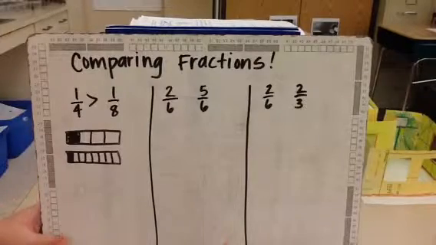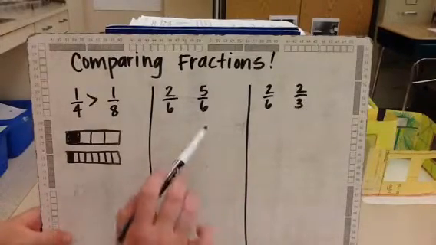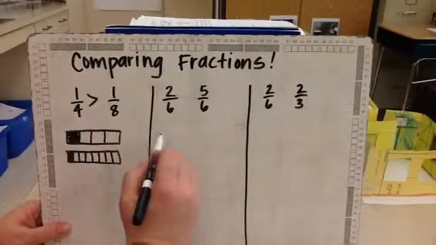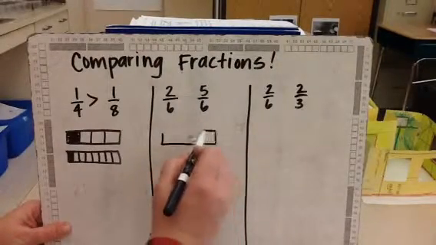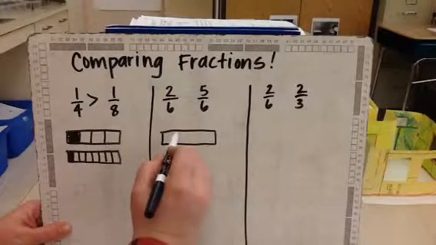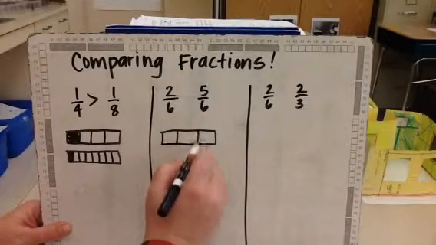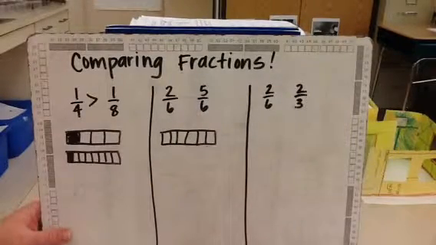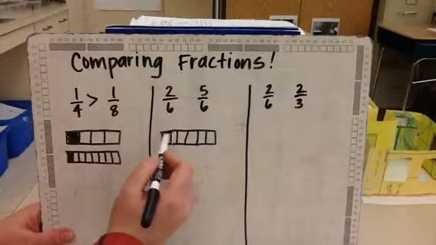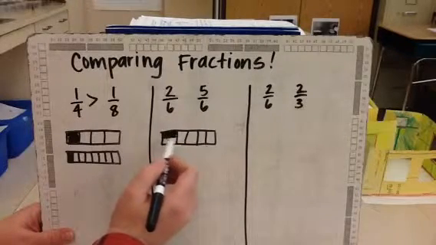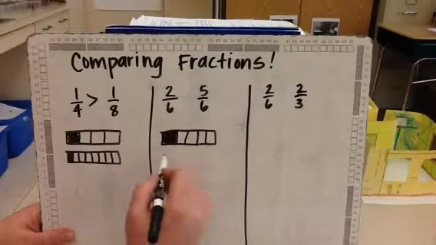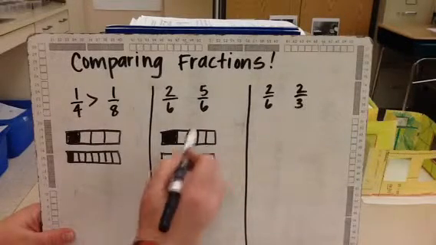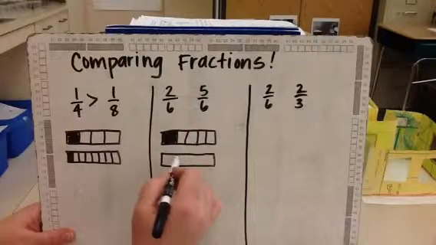So now I'm going to use the same idea when I move over to this one. I want to compare 2/6 and 5/6. So first I'm going to draw my whole, and I'm going to divide it into 6ths. And the easiest way to do that is to do thirds first and then break them up. I did the best I could to make equal 6ths, and I'm going to shade in 2 of them. So here's my 2/6.